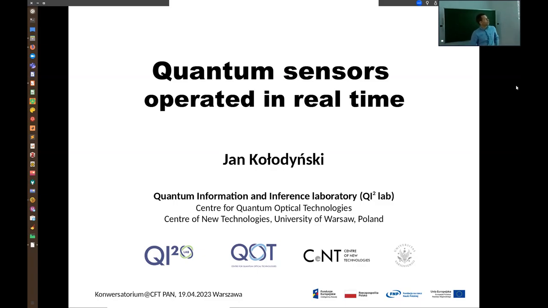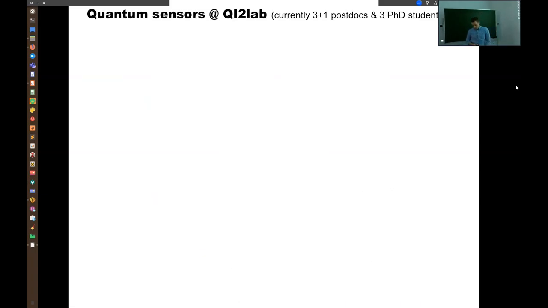So let me start by talking about what quantum sensors are, if you're not familiar with the subject, and I will actually focus on the ones we were working on in my group. My group, just to say, is currently 3 postdocs, one is already in Singapore, and 3 PhD students.